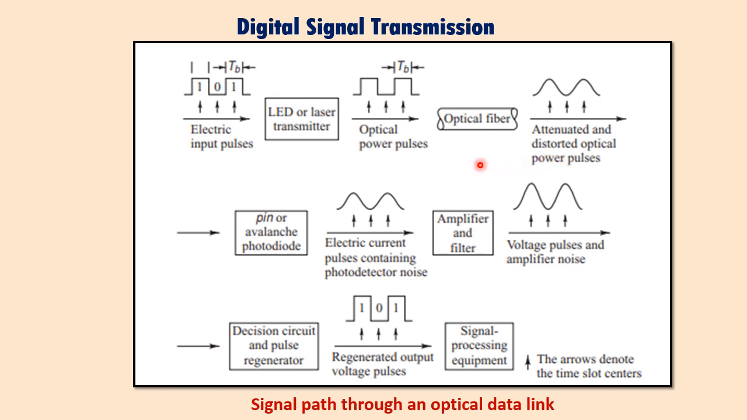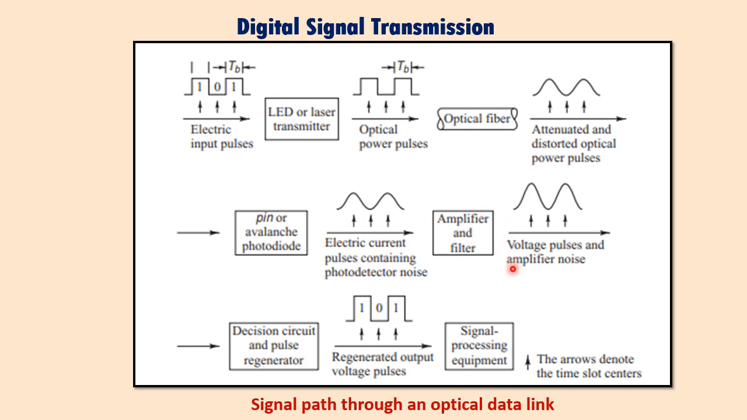The optical signal equivalent for 1 is a pulse of optical power of duration Tb, whereas 0 is the absence of light. So the duration Tb represents light, and the duration of 0 represents no light, and that is given to the other end of the optical fiber. This other end is connected to the PIN or avalanche photodiode. Again, as usual, the optical signal is converted into electric current pulses containing photodetector noise. Then that is given to the amplifier and filter.